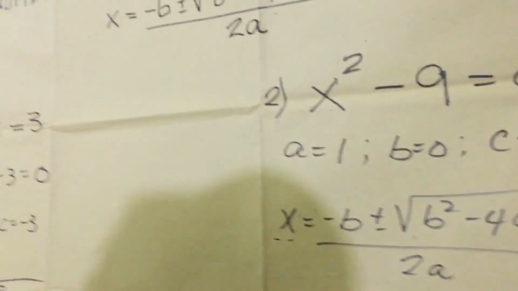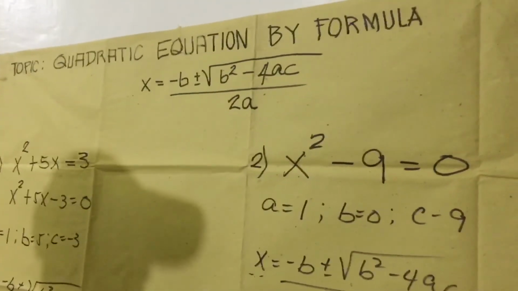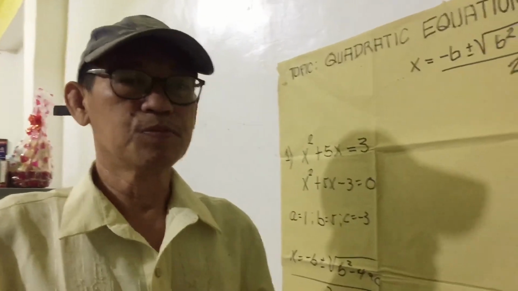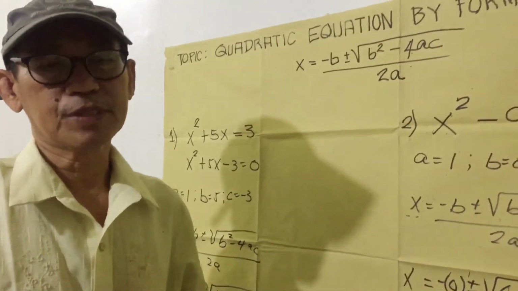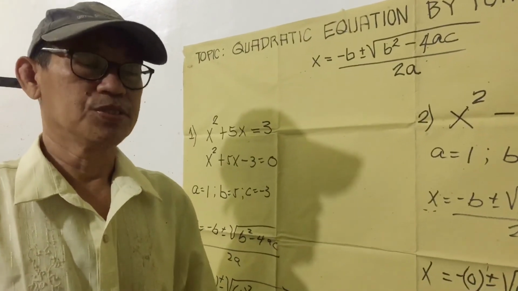Okay, that is how to use the formula of the quadratic equation to find the value of x. So we observed that in quadratic equations, sometimes we have two answers.